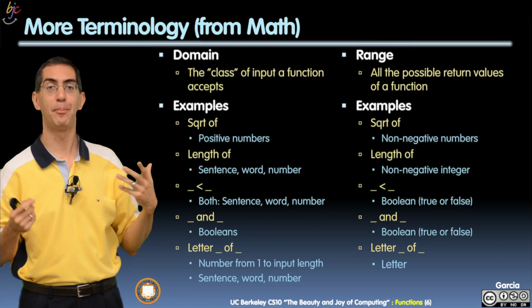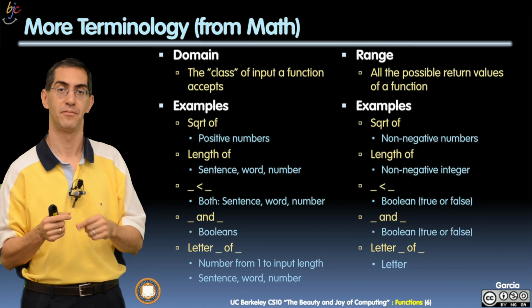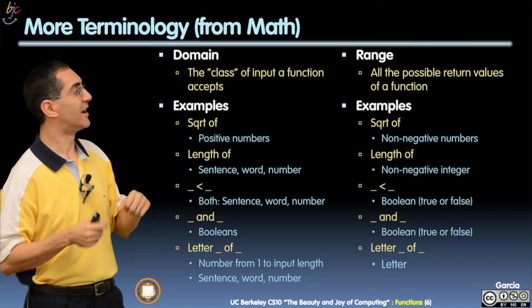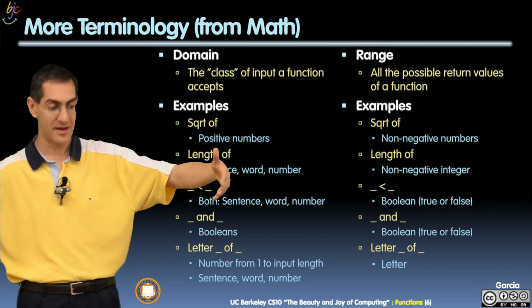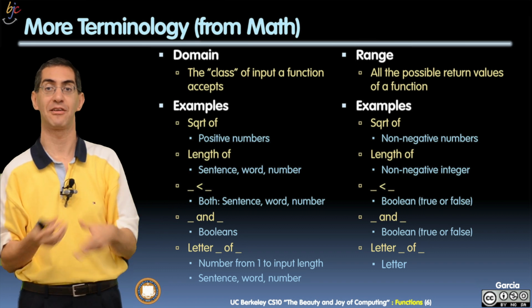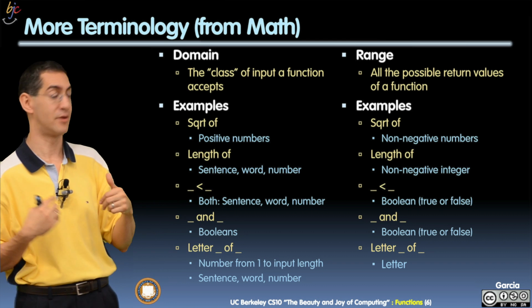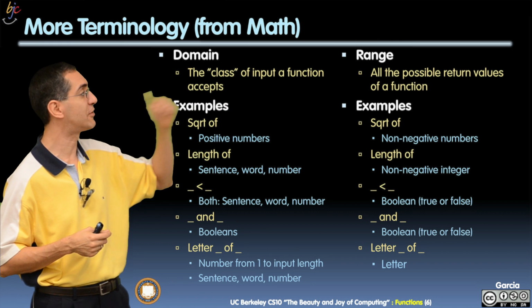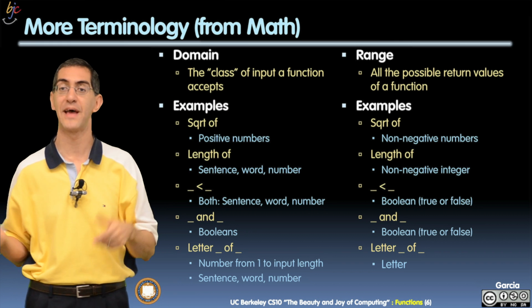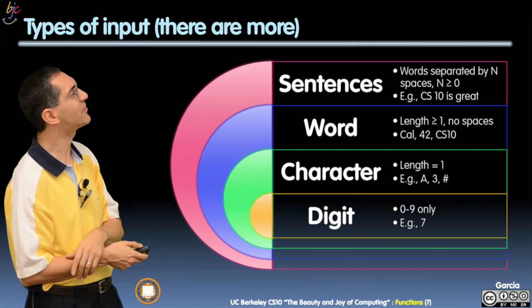Ranges are the outputs. What's the output of square root of? Well, it says non-negative numbers. Okay? Length of has an input that could be a sentence of words. It could be CS10 is great, and length of calculates something and returns something of a different type, which is a number, which might be 12, or how many characters were in that sentence. Less than also returns a Boolean, true or false, and letter blank of blank returns a letter.